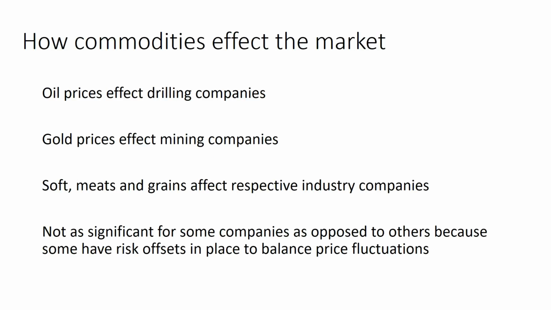So how commodities affect the market. Well, oil prices affect drilling companies and oil companies. Gold prices affect mining companies. And the softs, meats, and grains, they affect their respective industries' companies as well. It's not as significant for some companies because they've been in the market so long that they know how to offset their risks from price fluctuations.